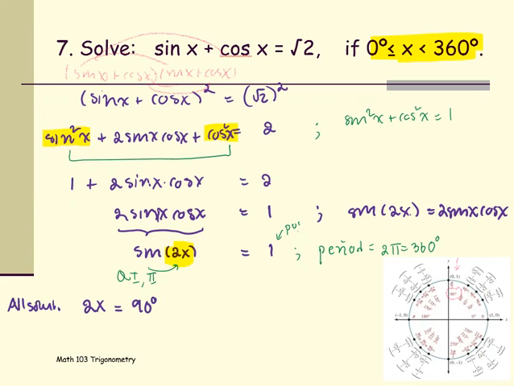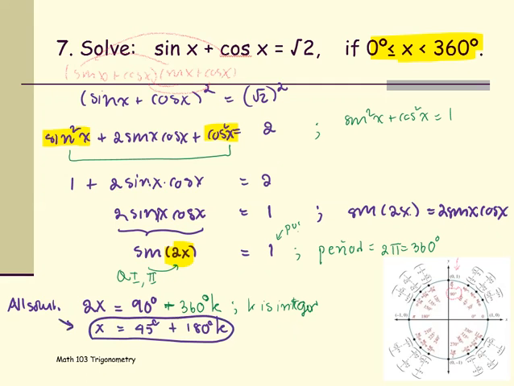To make it the all solution form, we're going to add to this solution multiples of 360 degrees, or 360 degrees times k, where k is an integer. But we are going to solve for x, so keep going with the equation by dividing both sides by 2. We have x equals 45 degrees plus 180 degrees times k as the general or all solution form.